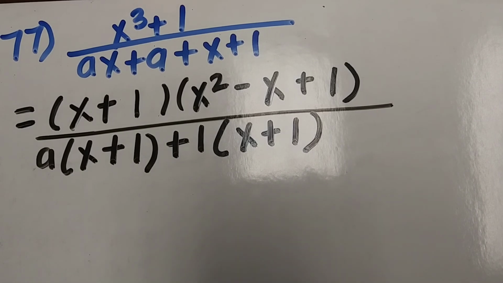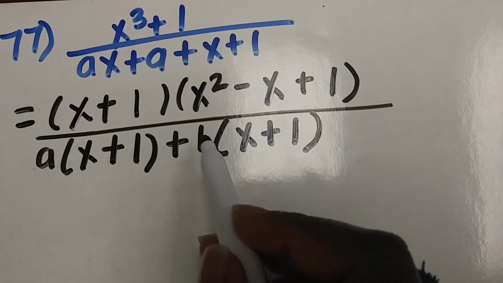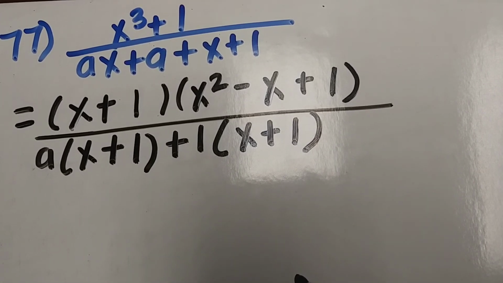Is my denominator in factor form yet? No, because I see a plus sign. Factor form has to be something times something, etc. This does not say that. It says something plus something. That's why it's not in factor form yet. My numerator is good. It's in factor form.